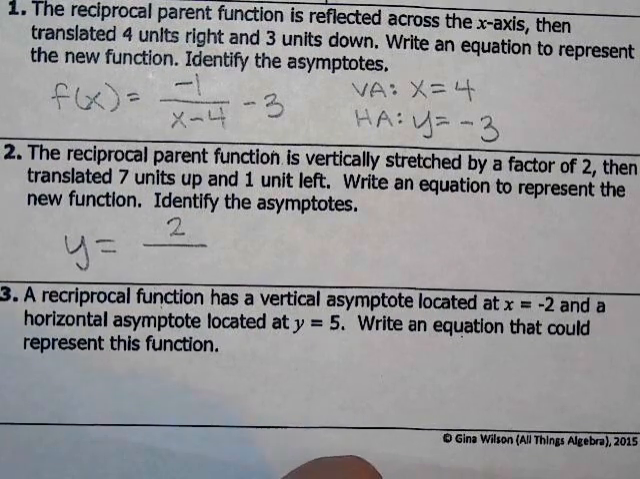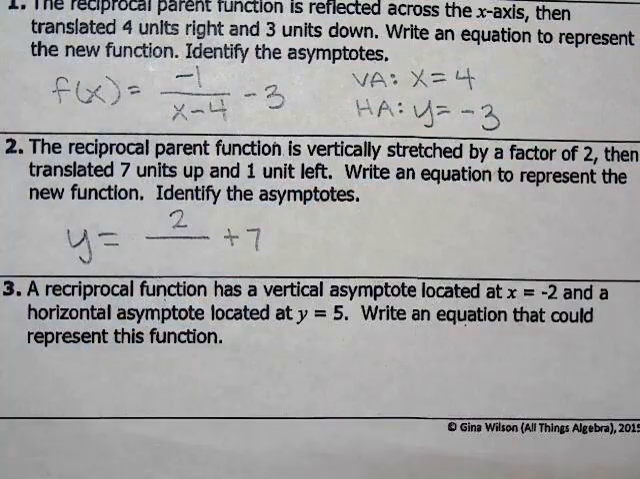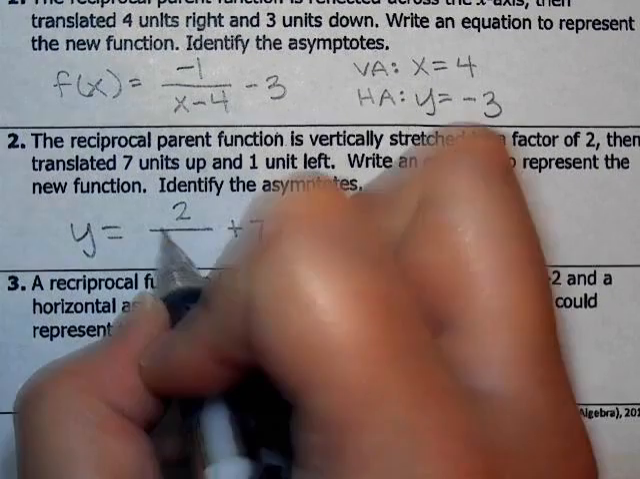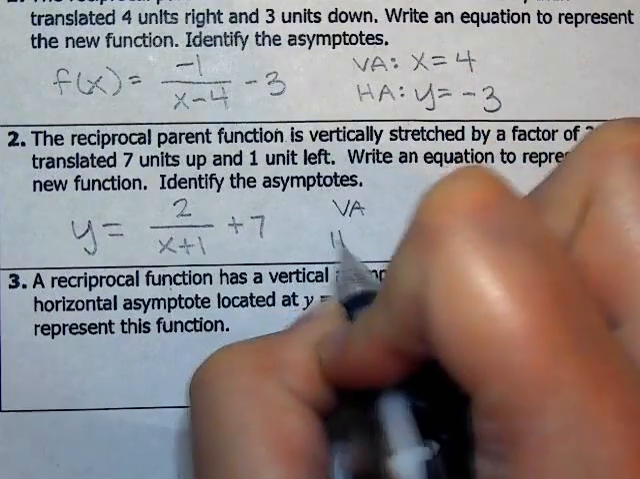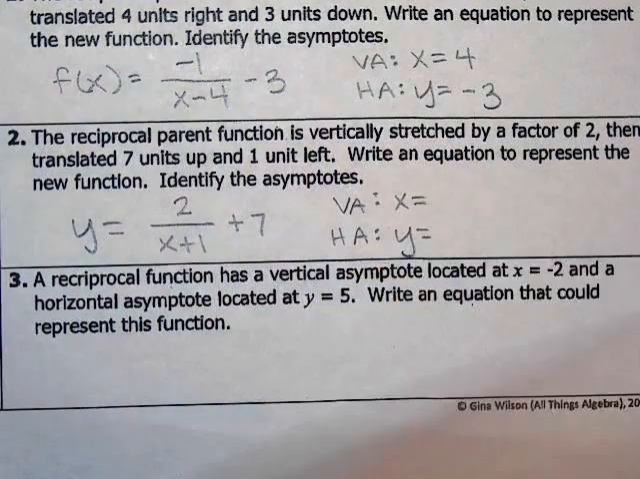How do we do translated 7 units up? Plus 7 on the outside, plus 7 on the end. How do we do 1 unit left? X plus 1 on the bottom. And then we got our vertical asymptote, our horizontal asymptote. So I should be writing x equals -1, y equals 7. Okay?